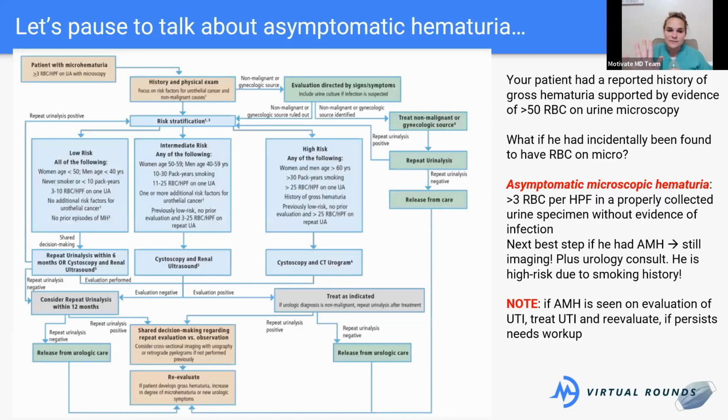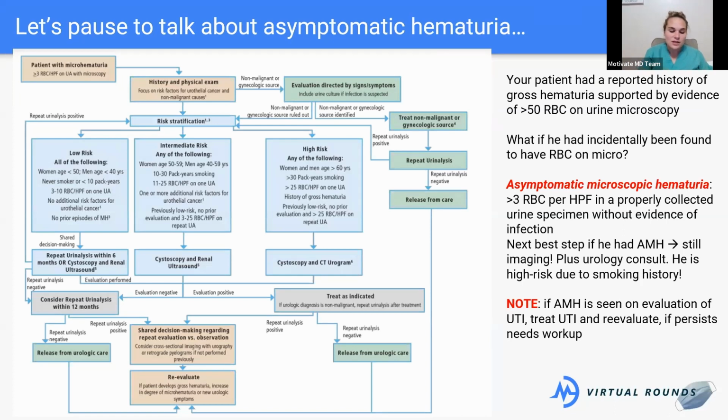Let's pause though first, because I want to distinguish between gross hematuria and microscopic hematuria. I know I had gone over that before, and I know you guys are aware that gross is where you can see it in the urine, and microscopic is where it just shows up on your analysis. But the workup tends to be pretty much the same, because it's all based on risk stratification.